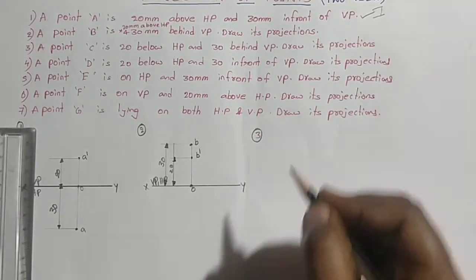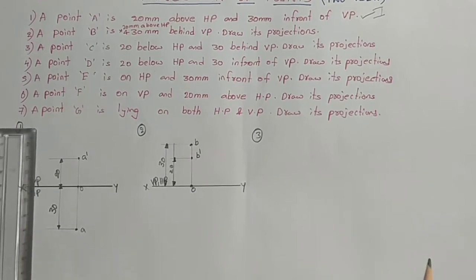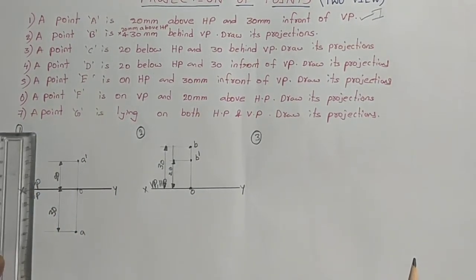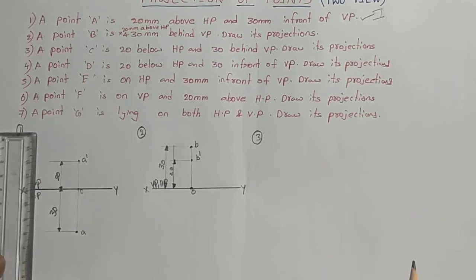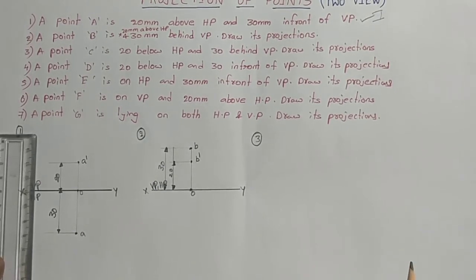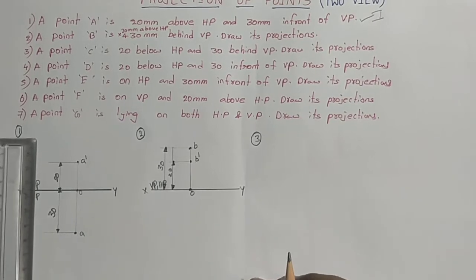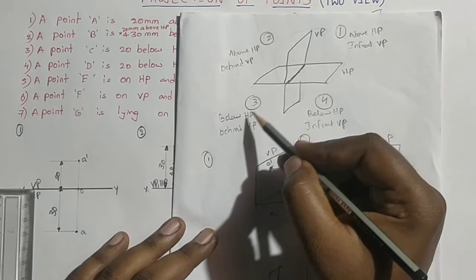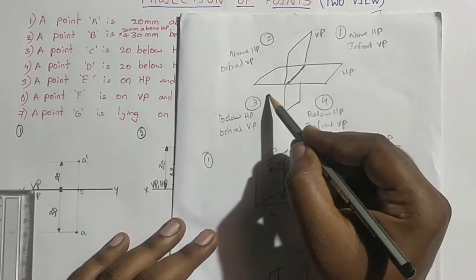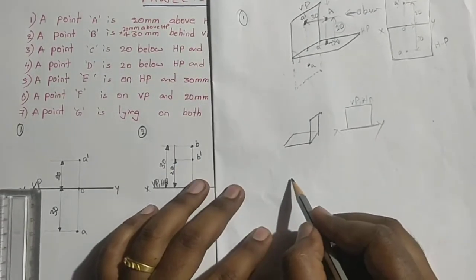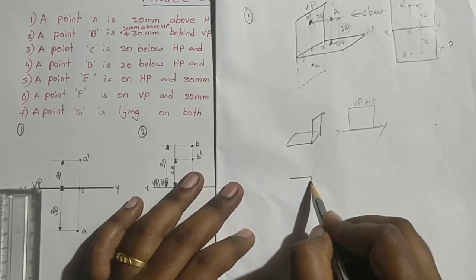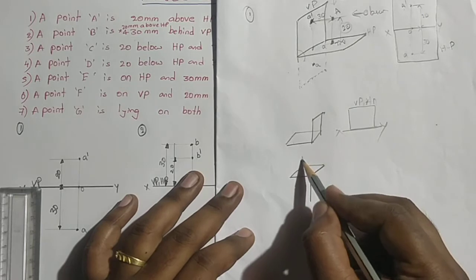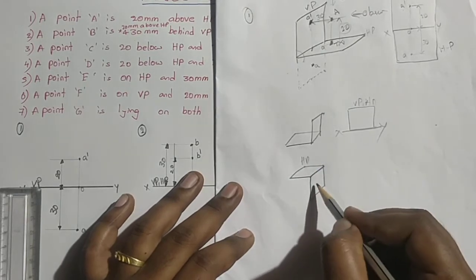Third problem. Here the problem is given that a point C is 20 mm below HP, 30 mm behind VP. This is the quadrant. Below and behind means third quadrant. Now we need to draw the planes. It is the third quadrant, it is the HP, and it is the VP.